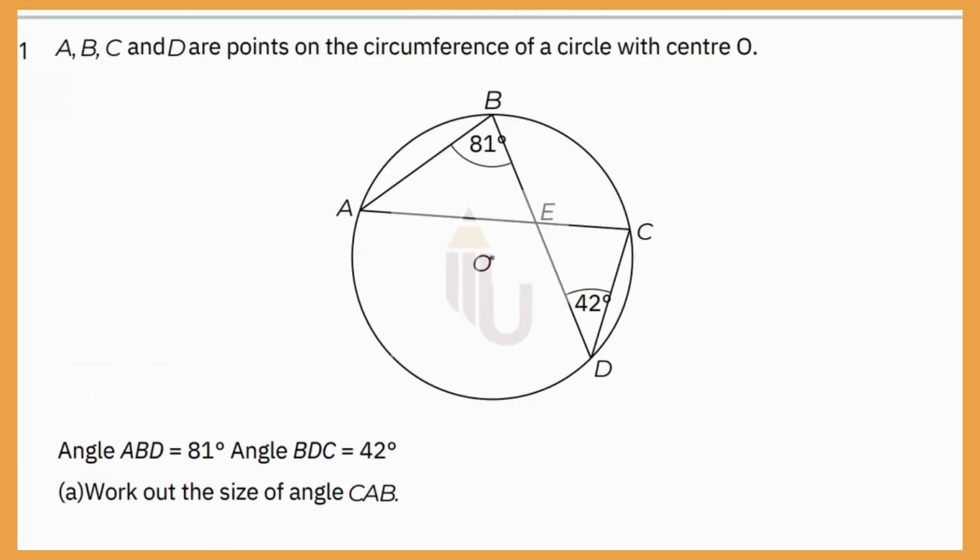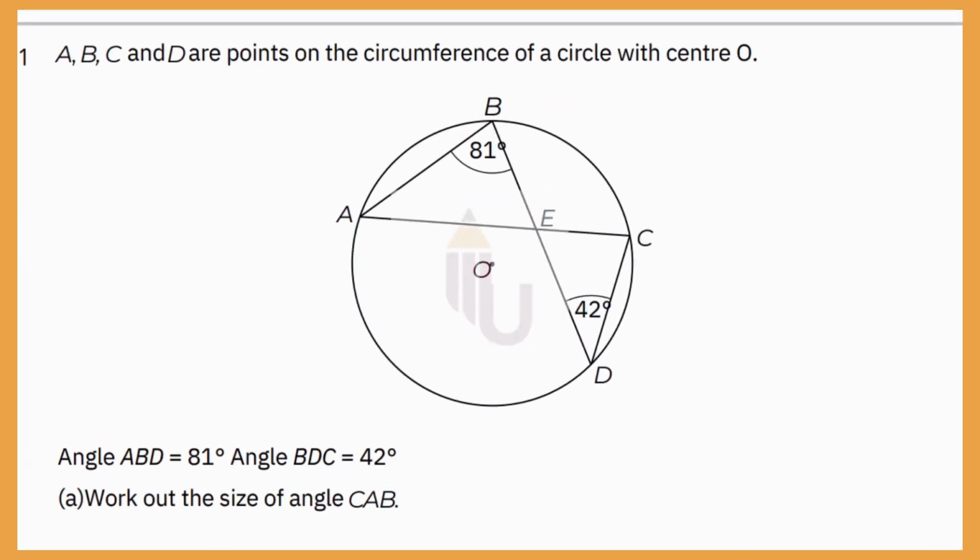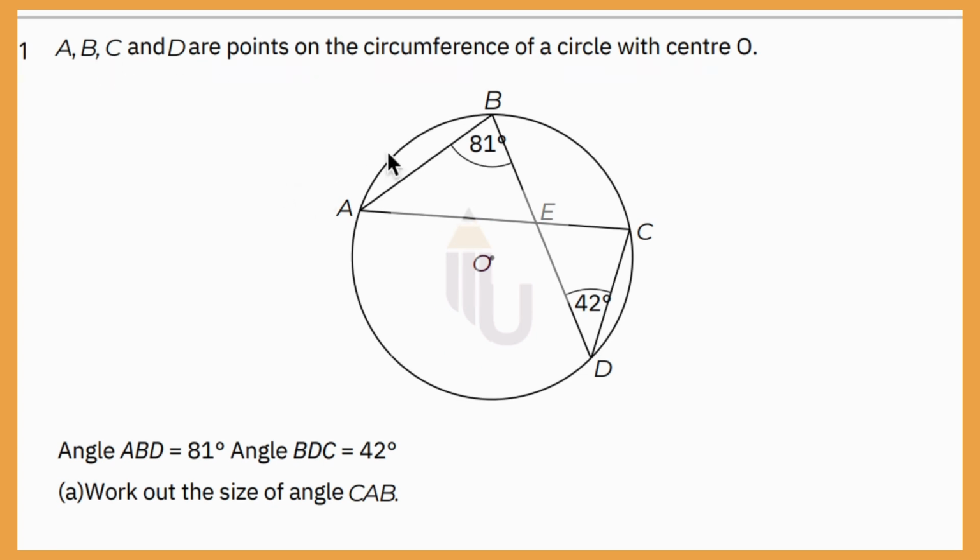First question. In these questions, I will be mainly discussing the reasons. Okay, I will not be writing everything, but I'll be mainly discussing, so you have to listen to me carefully. So this is a circle in which ABCD are the points. They are asking us the size of angle CAB. CAB is this.